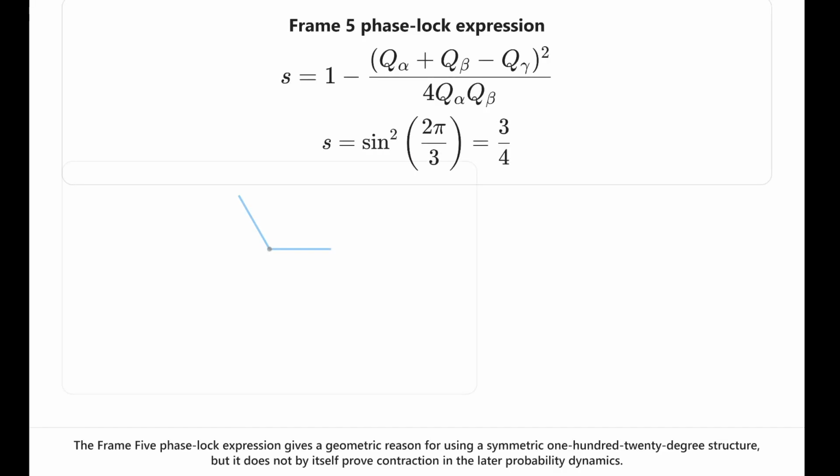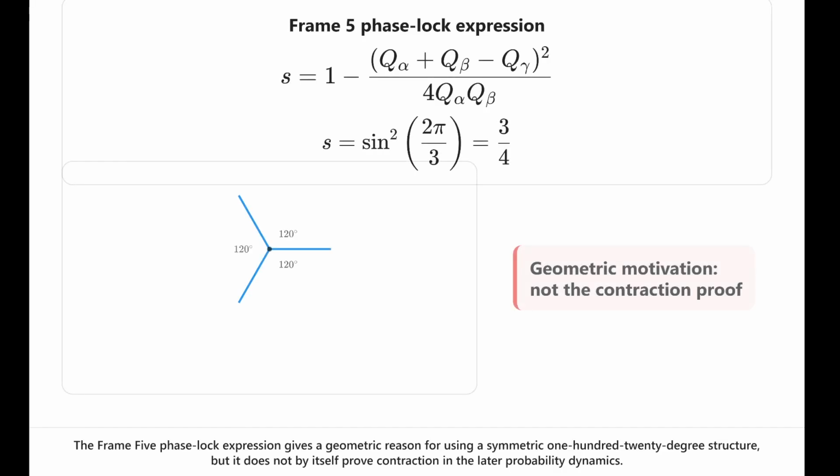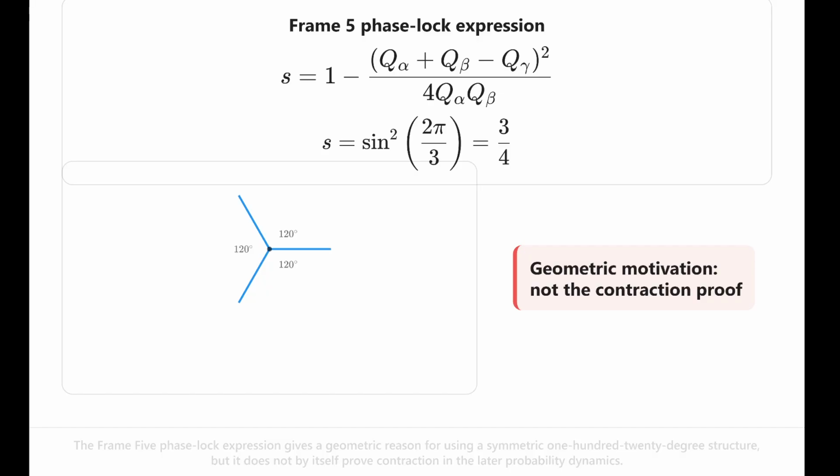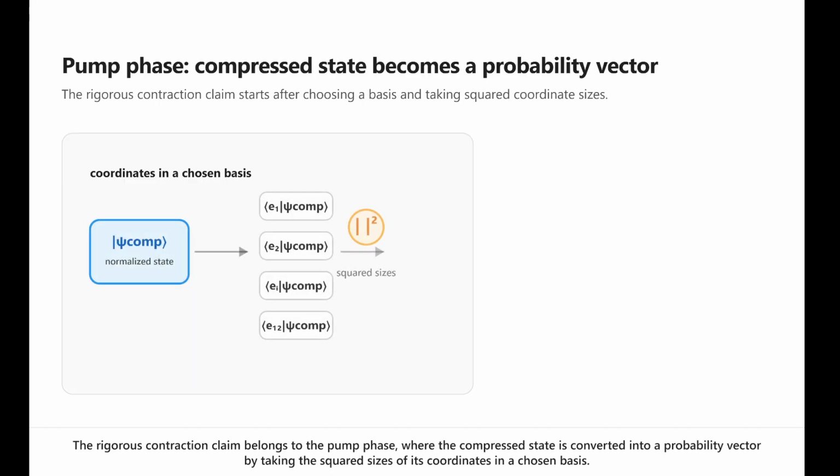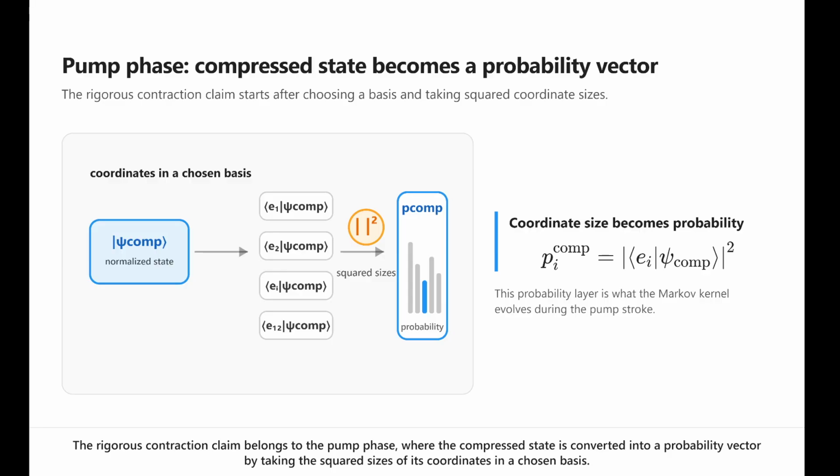The frame 5 phase lock expression gives a geometric reason for using a symmetric 120-degree structure, but it does not by itself prove contraction in the later probability dynamics. The rigorous contraction claim belongs to the pump phase, where the compressed state is converted into a probability vector by taking the squared sizes of its coordinates in a chosen basis.